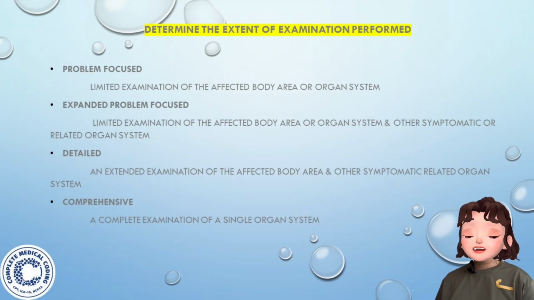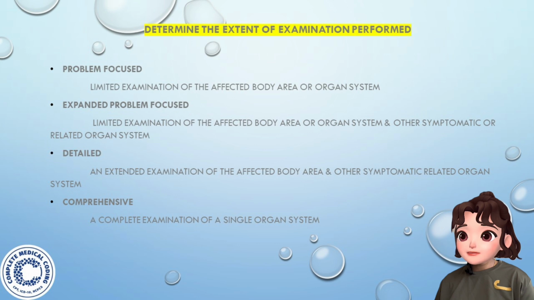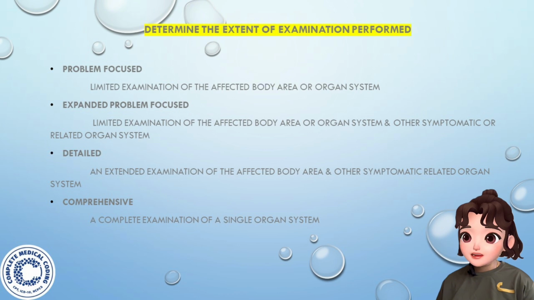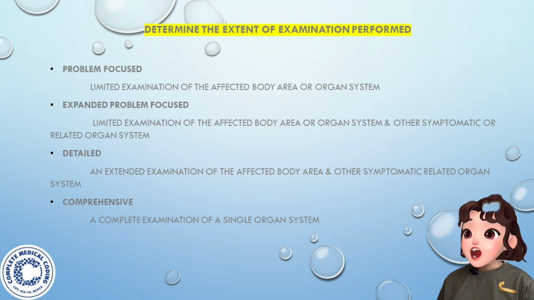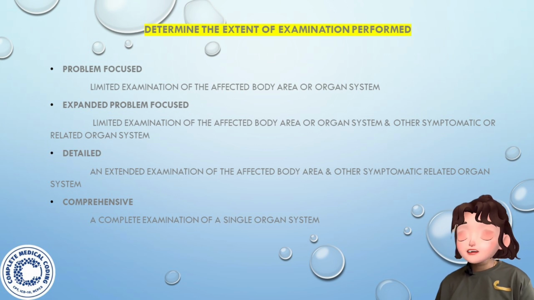Now determine the extent of examination performed. For the examination performed, also the same 4 factors. Under problem focused, it can be a limited examination of the affected body area or the organ system. If it is an expanded problem focused, then it will be a limited examination of the affected body area or organ system and other symptomatic or related organ systems. If there are any other related symptoms, those will also be identified.